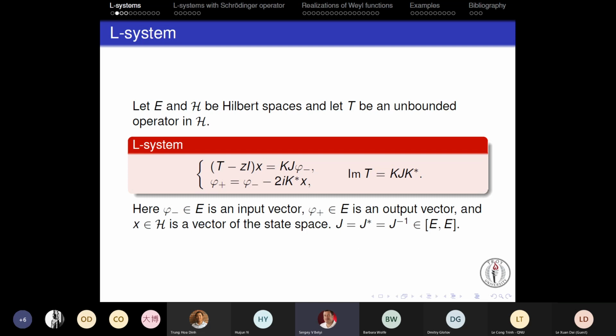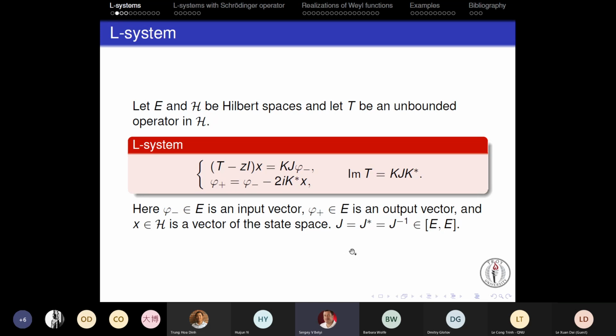This L system is an analog of what sometimes is called operator colligation or operator nodes. They appeared in circuits and basic physics theory somewhere in the middle of the last century. My scientific grandfather, Lifshitz, was working with those, and he put forward an idea of generalizing the notion of L system to the case of unbounded operator. If operator T is bounded, this system describes an electric circuit of some kind.